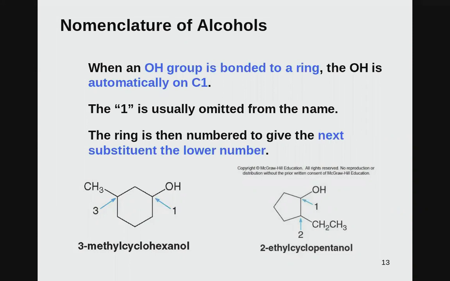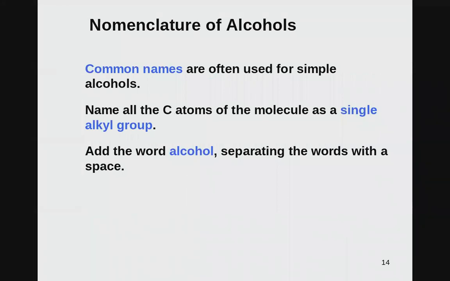But again, we go back to the same rules that we were using before. 1, 2, that gives us an ethyl group at carbon number 2: 2-ethylcyclopentanol. I know your minds are blown. Not really, but you get the idea.